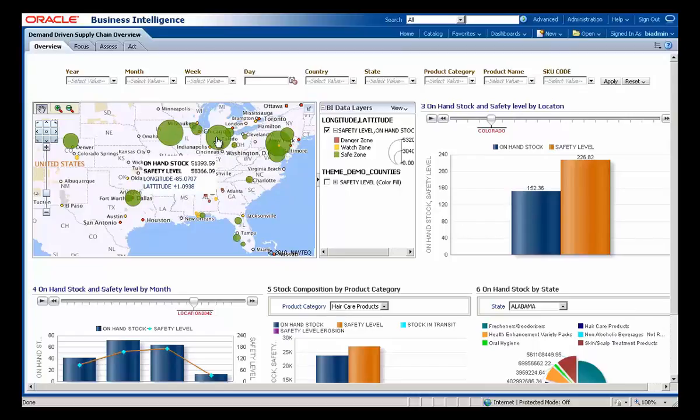Greens are the balanced situations where the on-hand stock is appropriately covered by the safety levels. Yellows are the overstocking situations, whereas reds are the understocking situations. Understocking situations means the on-hand stock is far below than the safety levels, whereas overstocking situation means the on-hand stock is way higher than the safety levels.